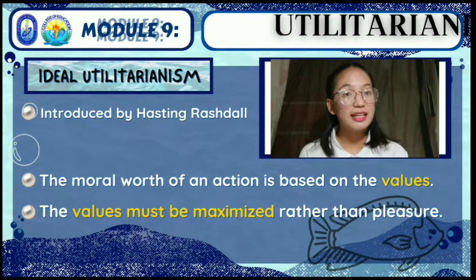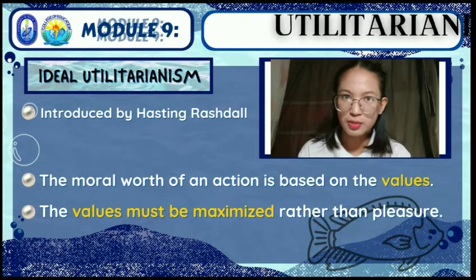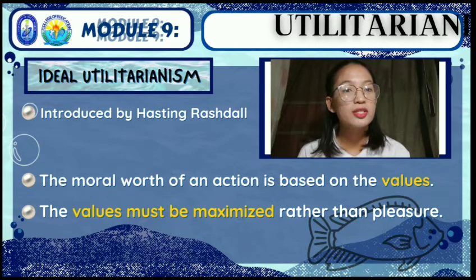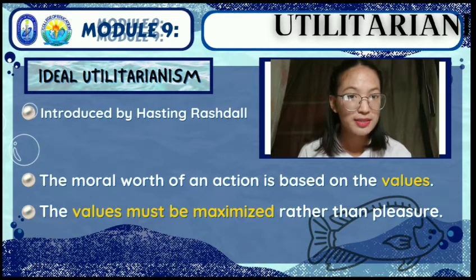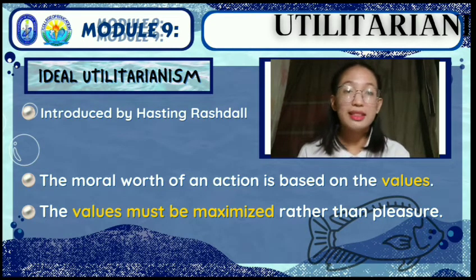Next is ideal utilitarianism introduced by Hastings Rashdall. This kind of utilitarianism rejects that the sole motive of a moral action is to maximize pleasure. Ideal utilitarianism recognizes beauty and friendship, as well as pleasure, as intrinsic goods that one's actions should aim to maximize. Ano ba ang intrinsic good? Intrinsic good means that something is worthwhile not because it leads to something else, but for its own sake alone.